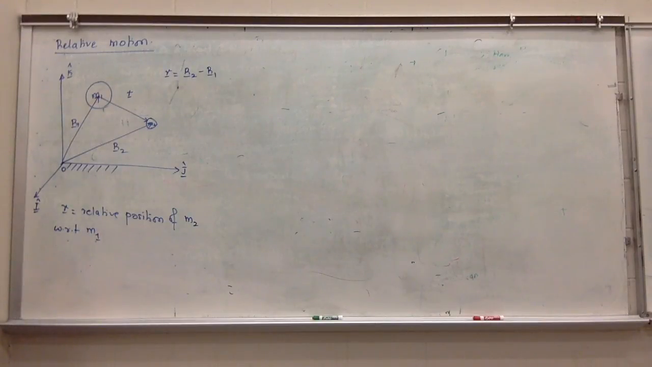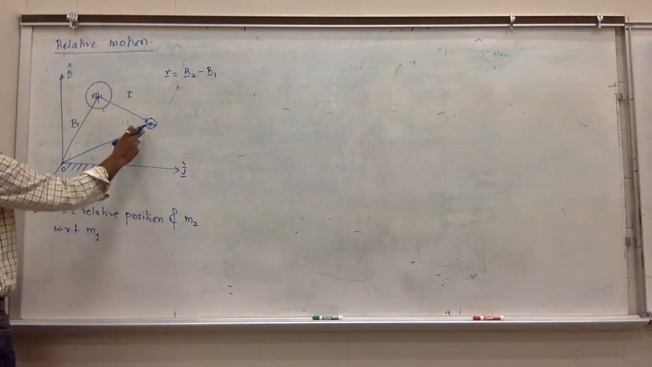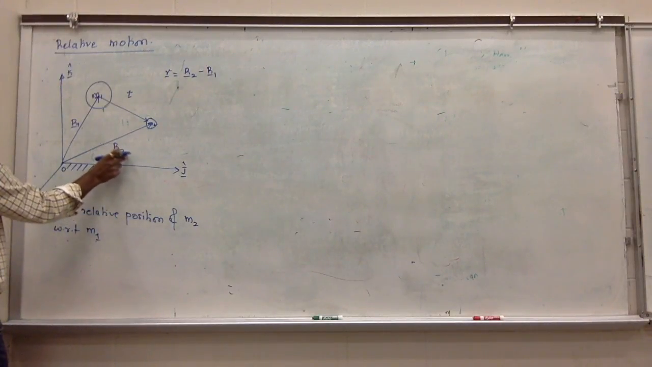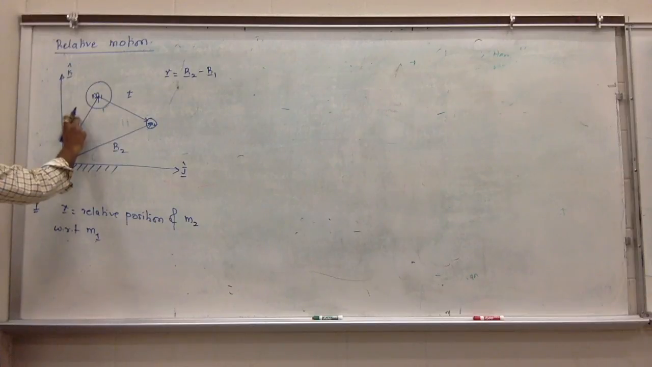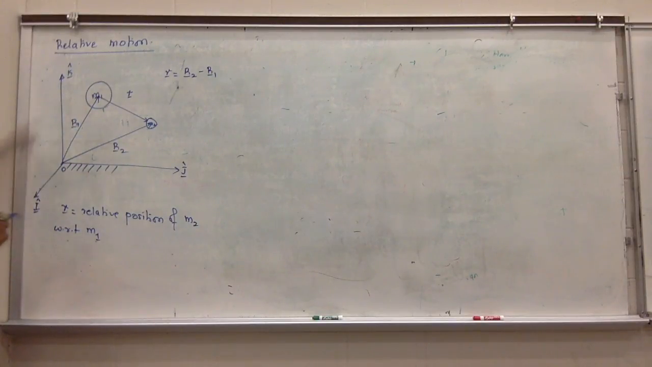Wait, can you explain that? Like, what do you mean, relative position of m2? r1 is the absolute position of m1 because it is in this reference frame IJK. r2 is the absolute position of m2.